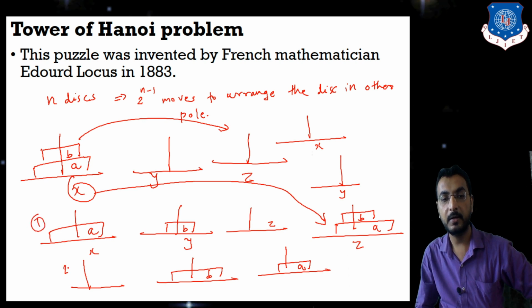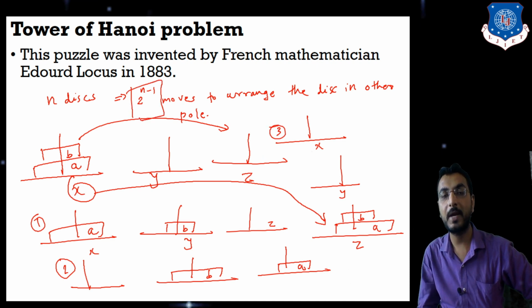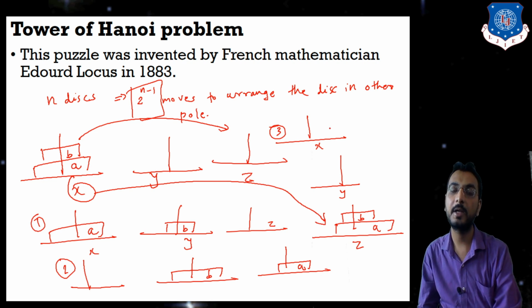See, in total we have taken 3 moves. This is number 1, number 2 and number 3. Total 3 moves by this formula, because 2 raised to n minus 1 moves will be required if you want to transfer n number of disks. So 2 disks we are having right now, and those 2 disks we have transferred to the other pole. Getting my point or not? Okay, so this is the Tower of Hanoi problem.